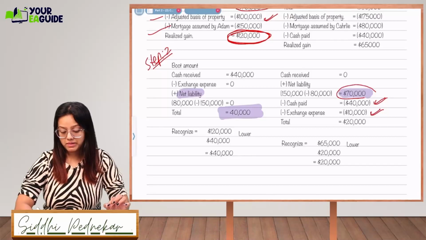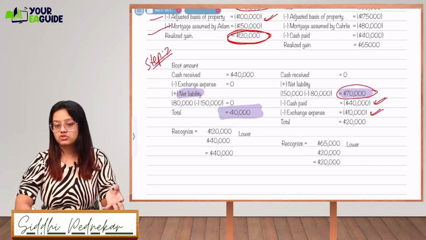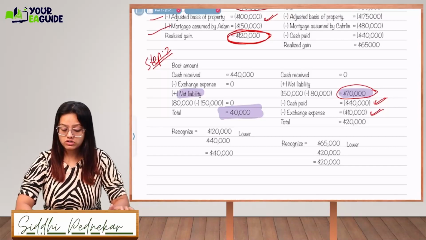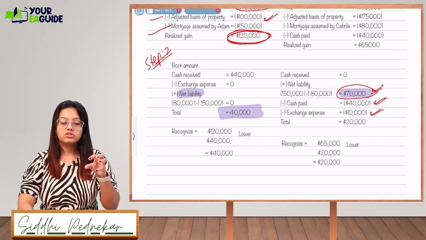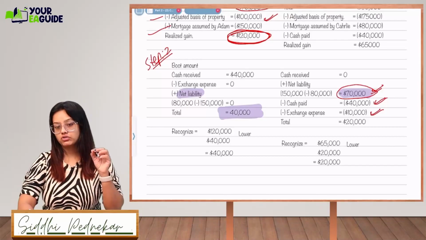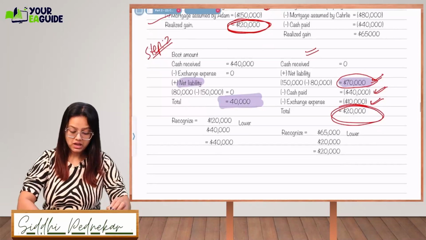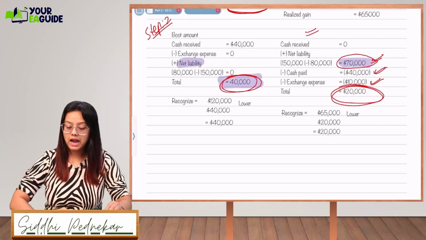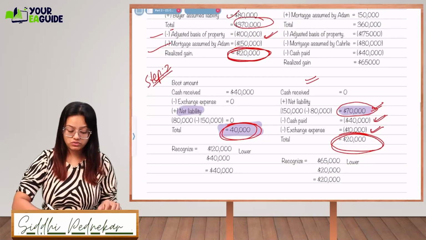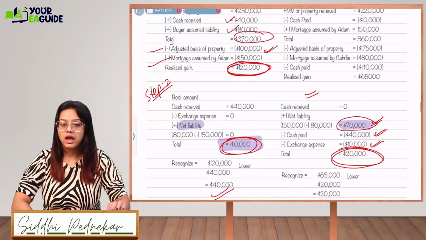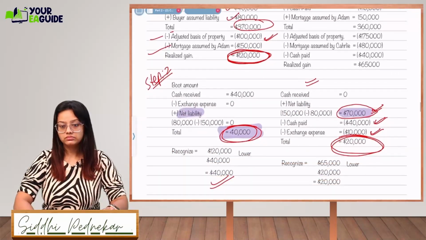But for Charlie, the benefit is that instead of paying the 1,50,000 of mortgage, Charlie now has to pay only 80,000 of the mortgage. So whatever is the remaining amount is a benefit for Charlie. So that amount you are going to reduce, the cash paid, and you are going to reduce the exchange expense. This much is the boot for Charlie and this much is the boot for Adam. Now step 1 and 2, whichever is lower, you are going to recognize that much as the gain from like-kind exchange. Got it, guys?